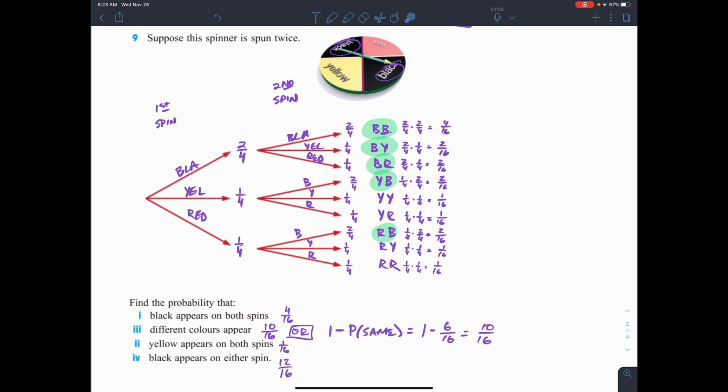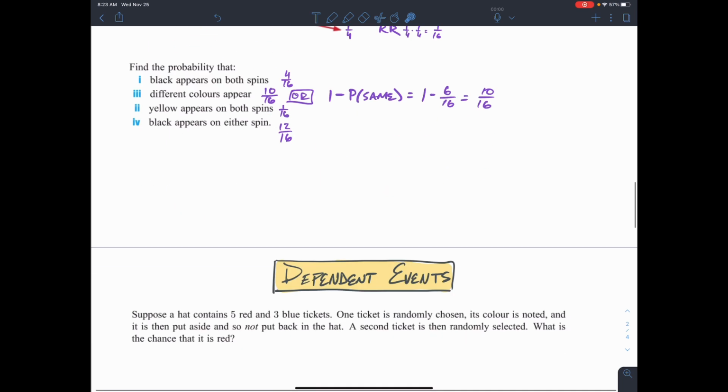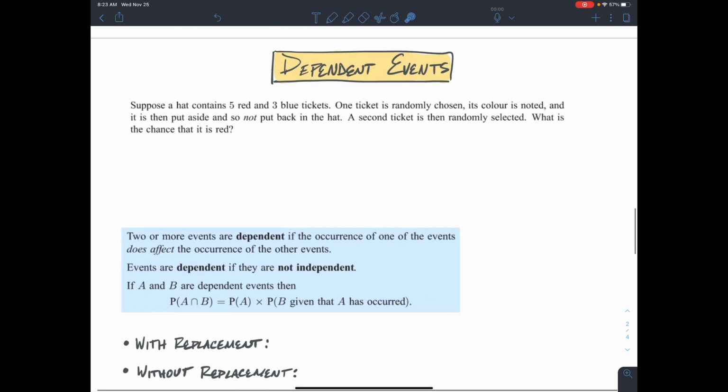Okay, so that's the basic premise of independent events. So let's look at dependent events real fast. Dependent events are very similar to independent events, as you kind of look at the screen here. I'm going to jump ahead and jump back. Dependent events are when one event does impact the occurrence of other events. So we're going to look at, well, what does that mean?